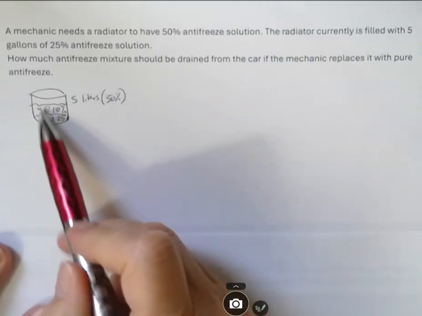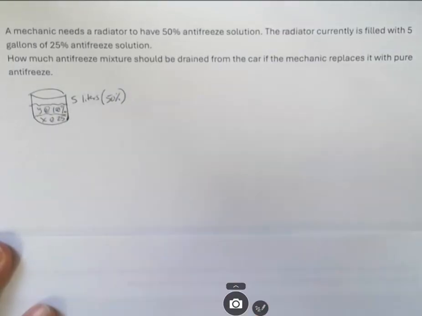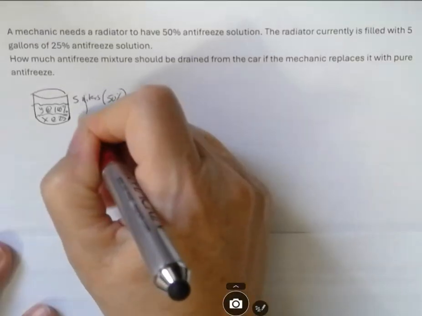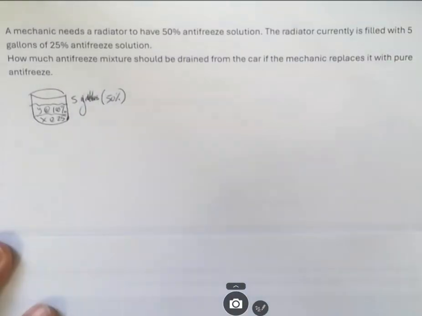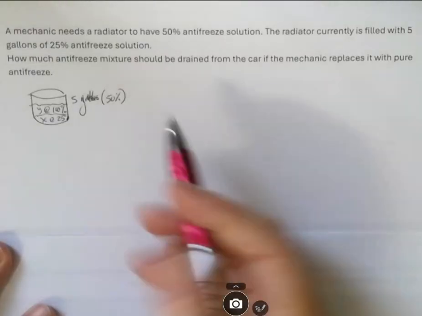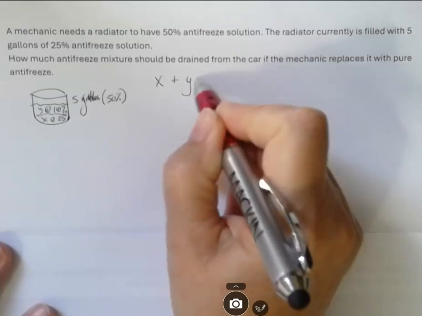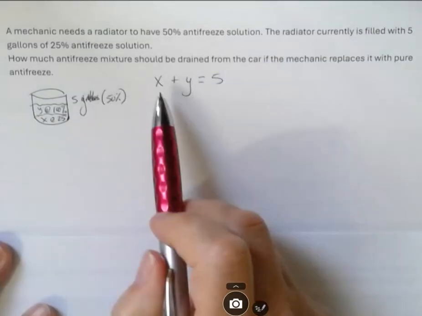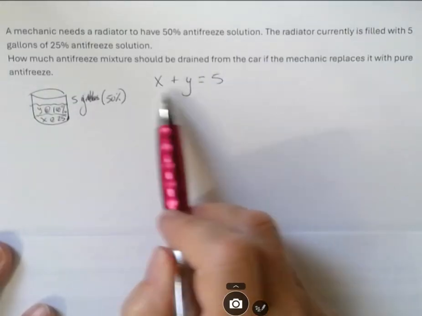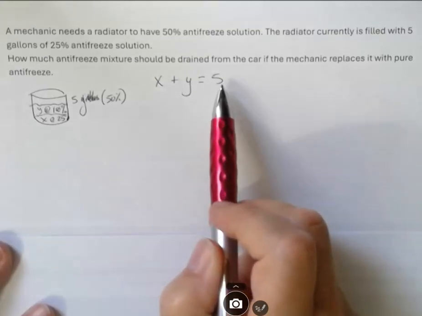My first equation is always just the number of liters or gallons or whatever we're working with here. Oh, this is gallons, sorry, I don't know where I'm getting liters. Anyways, I got gallons. Okay, so I know that X plus Y equals 5. That's just some of the 25% and some of the 100% is going to add up to be 5 gallons.